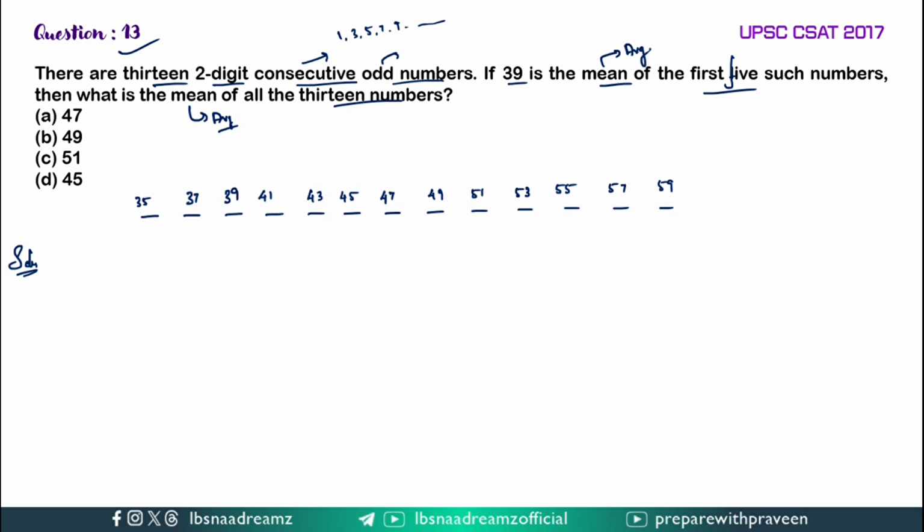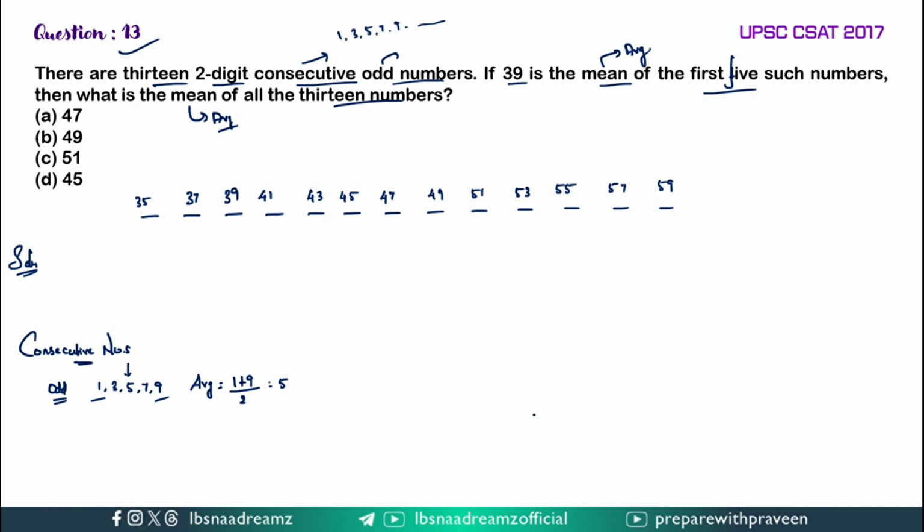A very simple trick. For consecutive numbers, if odd numbers are given, let us take 1, 3, 5, 7 and 9, and if they are asking you to find the average, all you have to do is just add first and last number, that is 1 plus 9 divided by 2. So we are taking two numbers, right? Which is equal to 10 by 2 is equal to 5. So average is 5.